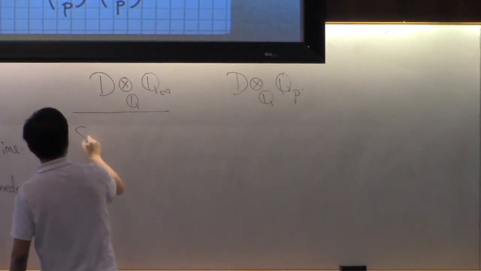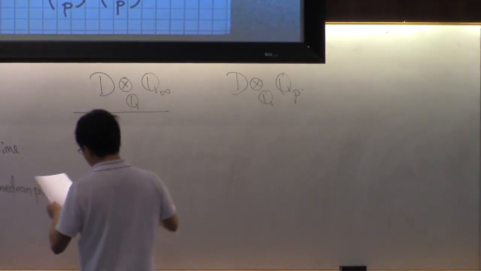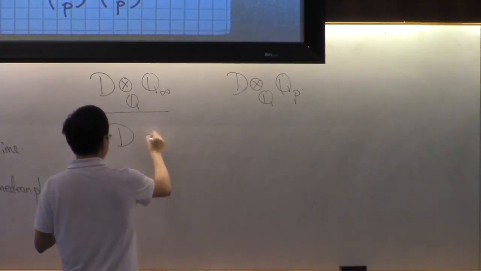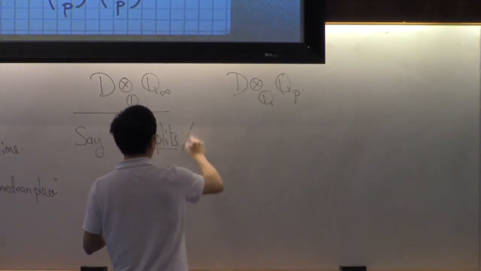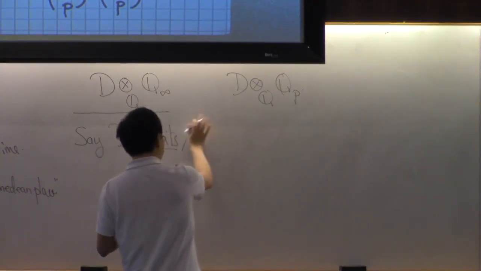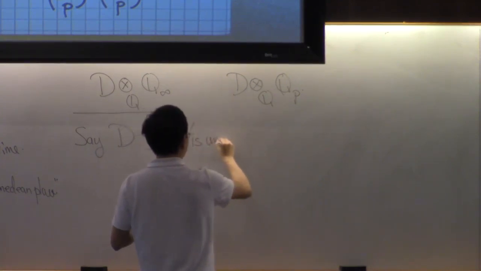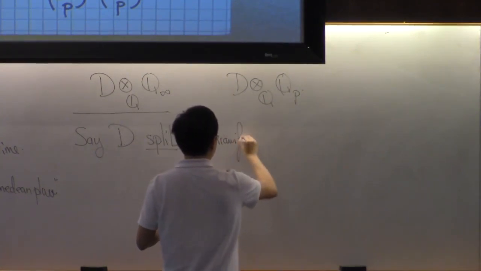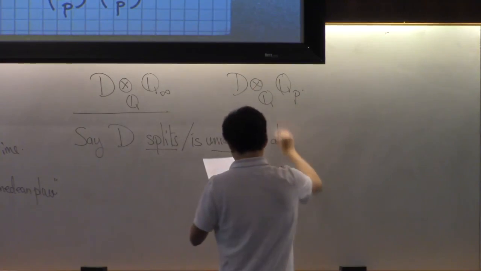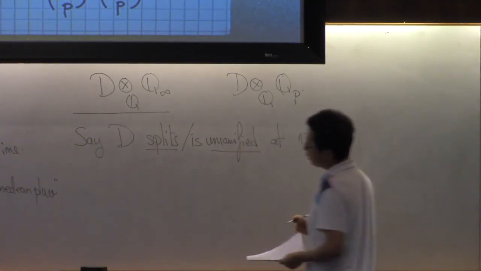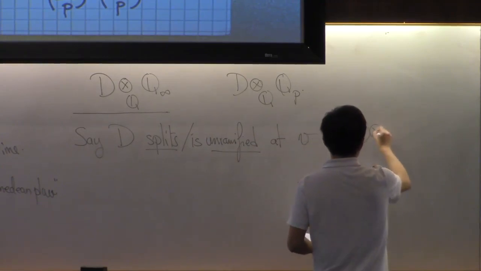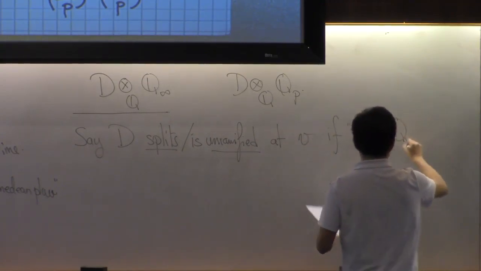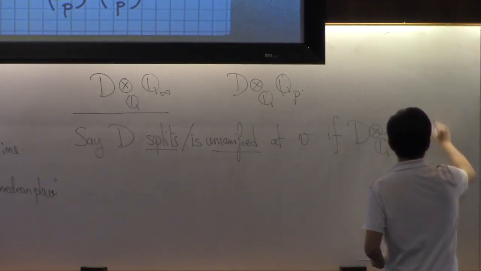So we introduce some terminology. We say D splits, or is unramified, at place v if I tensor D with Qv and this is isomorphic to the matrix algebra.